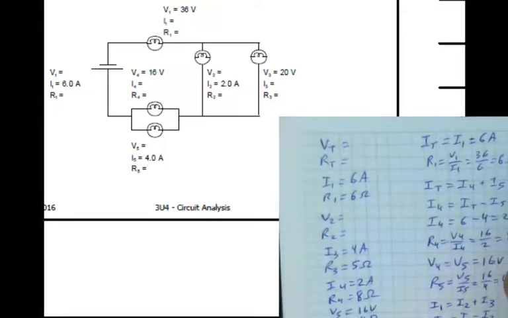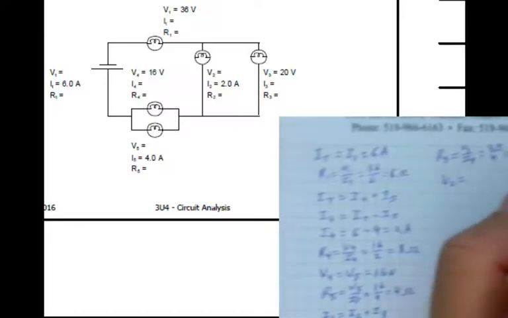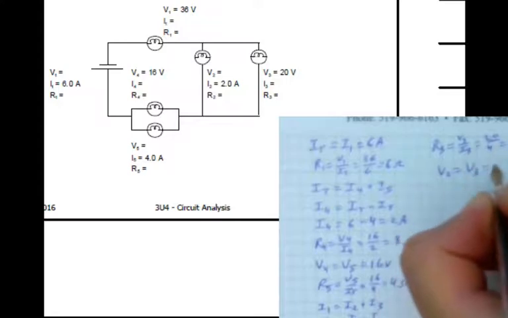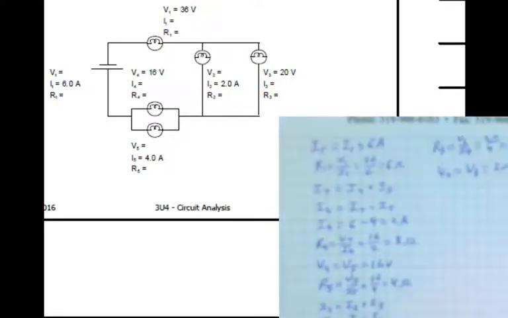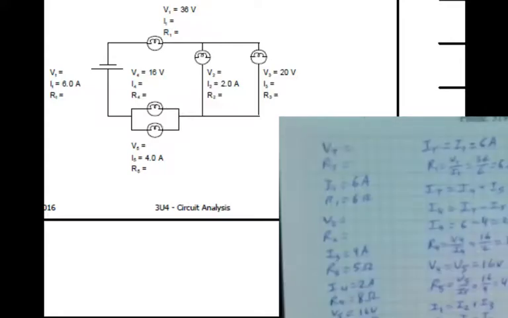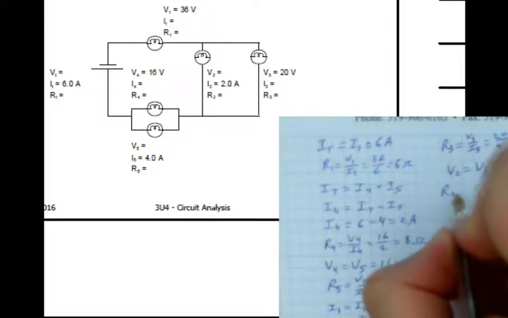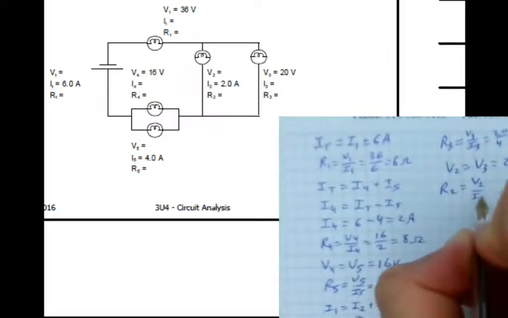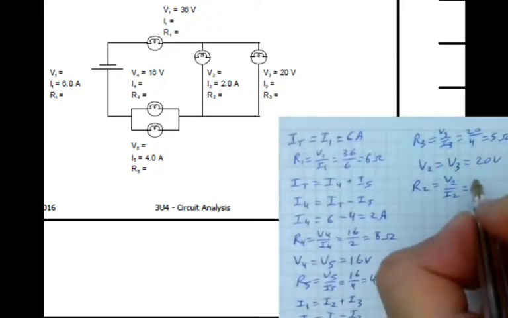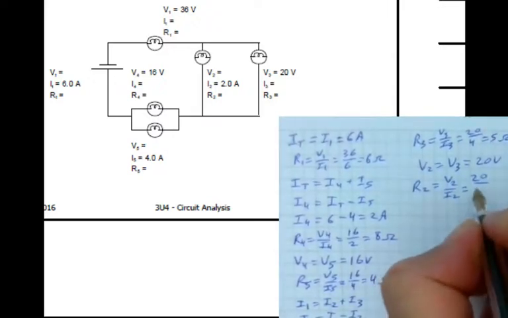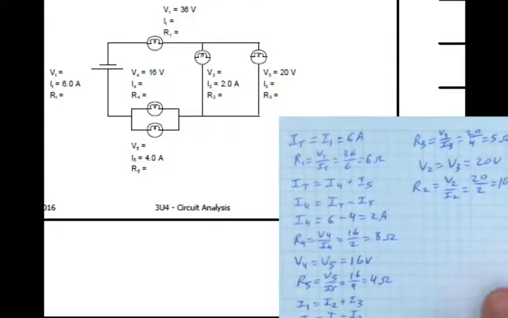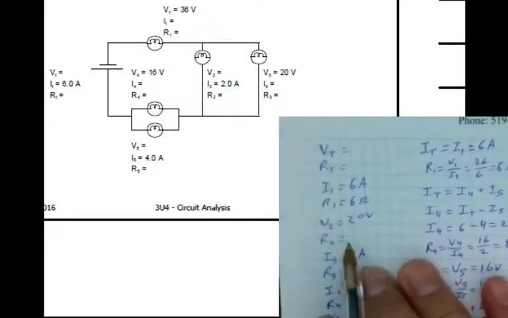Next, we have to solve for V2, and V2 is the same as V3 using Kirchhoff's voltage law, so we know that this is 20 volts as well. So we can write down V2 is 20 volts. We can calculate R2 using Ohm's law, V2 over I2, which is 20 over I2, which is 2. So we have 10 ohms. So R2 is 10 ohms.